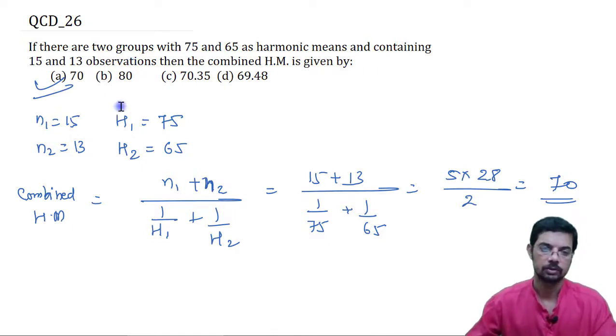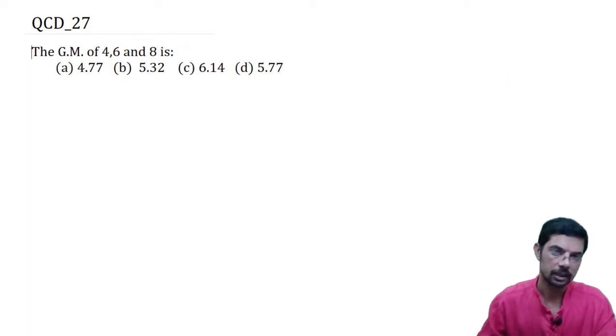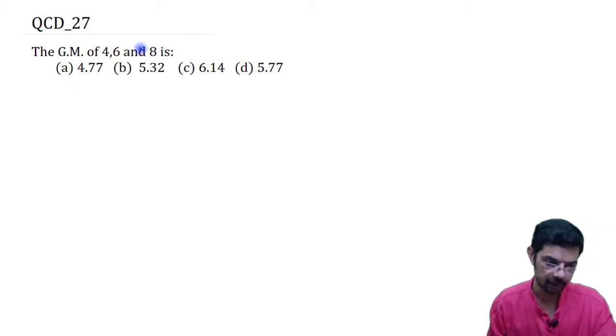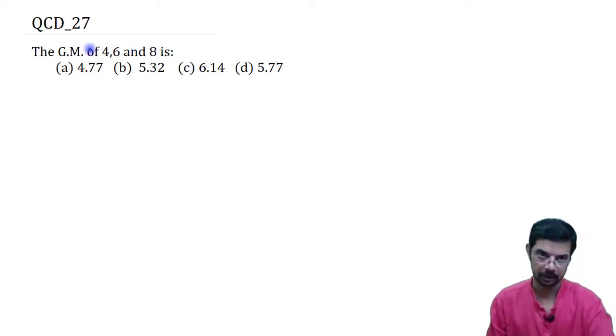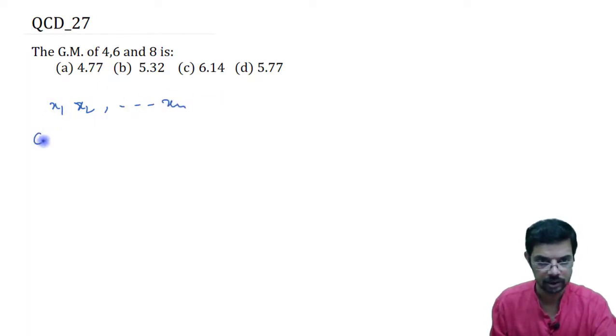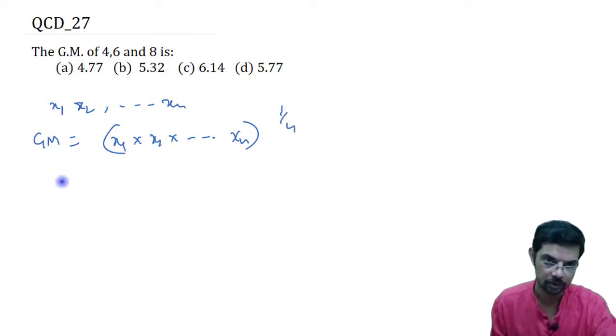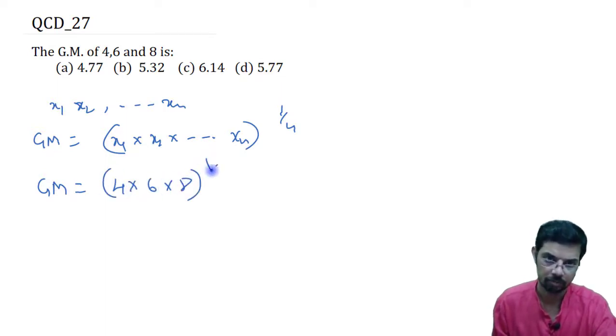Next question, question number 27. The GM of 4, 6 and 8 is dash. The geometric mean, we know, is the product of the observations, the whole raised to 1 by n. If we have x1, x2 up to xn, there are n observations, so the GM will be equal to x1 into x2 into up to xn, the whole raised to 1 by n. There are 3 observations, so GM will be equal to 4 into 6 into 8, the whole raised to 1 by 3.